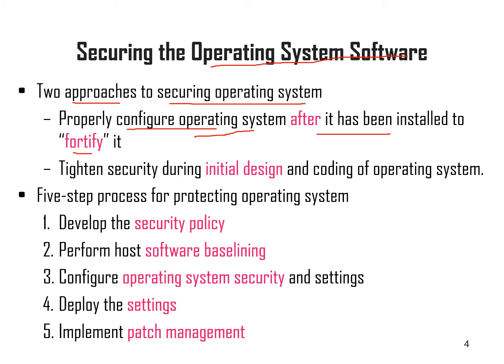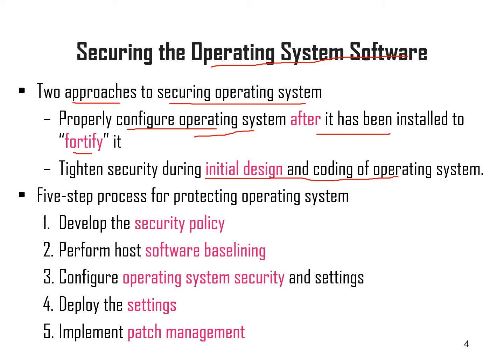That is the first approach, right? So that is the first approach. The second approach is to tighten the security during the initial design and coding of the operating system. So during the coding of the operating system, or during the initial design of the operating system itself, we have to tighten the security. So this is the second approach. So there are only two approaches for securing the operating system.